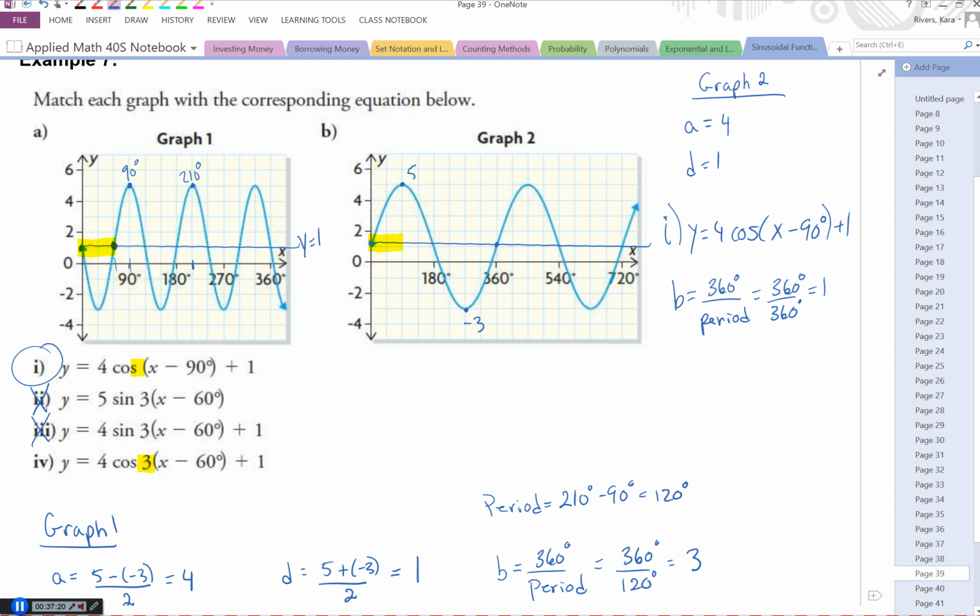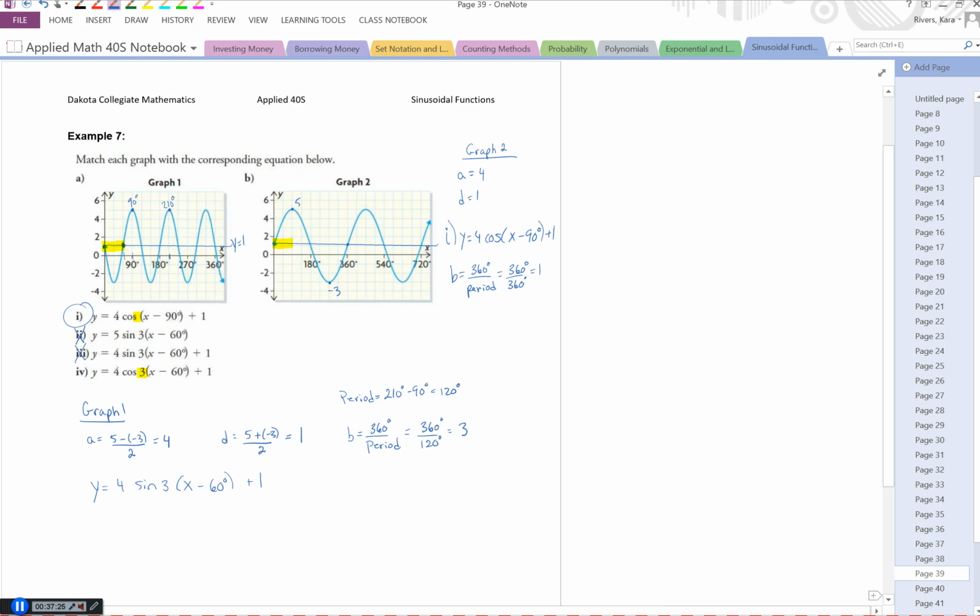So that's it for today's lesson. I hope you were able to apply those parameters to the different equations, sine and cosine, and have a better understanding of how they both affect our graph and how we can get information from those graphs.